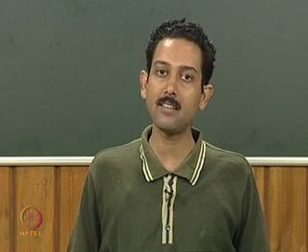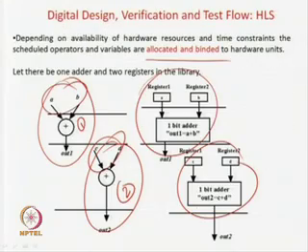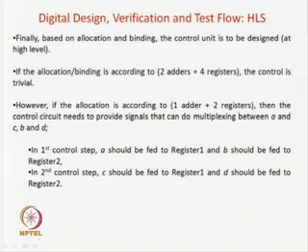So, in high level synthesis, we do 3 steps: we schedule, allocate and bind. At the end, what do you get? You get a circuit like this, an architectural design like this. That is the output of the high level synthesis stage.